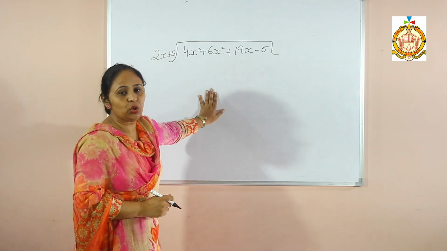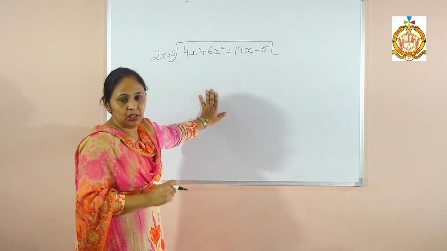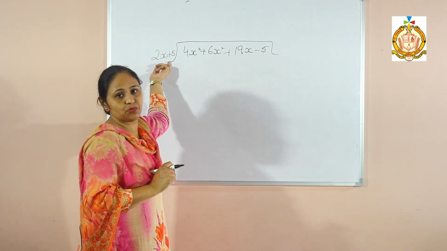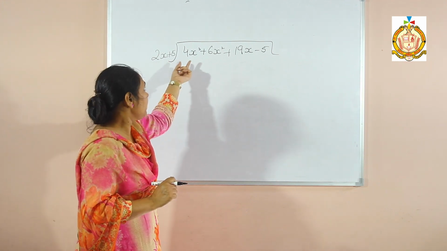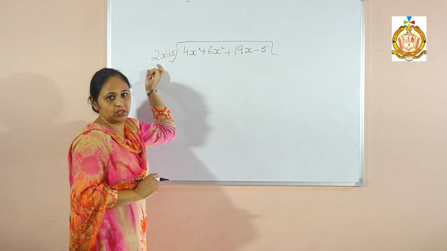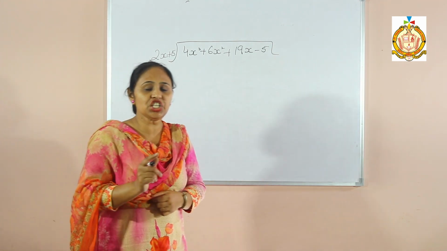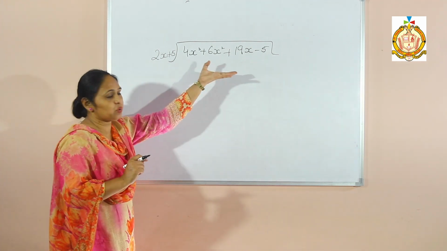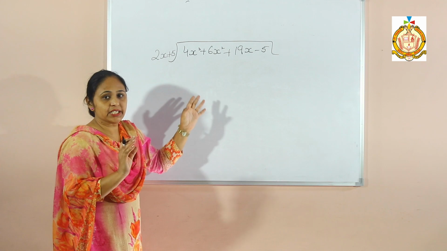Now why am I not adopting that method? Already we did it when there was only one term to divide, but now there are two terms we have to divide. That is not possible to divide each term. If one term is given, then each term will divide that one. But if two or more terms are given, then we have to adopt this method. See it step by step.